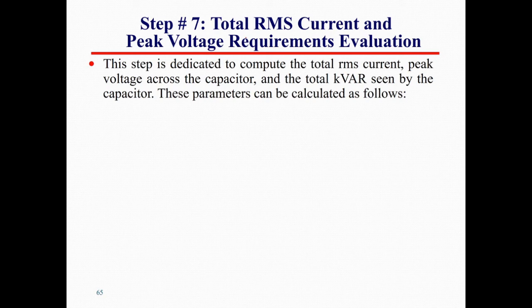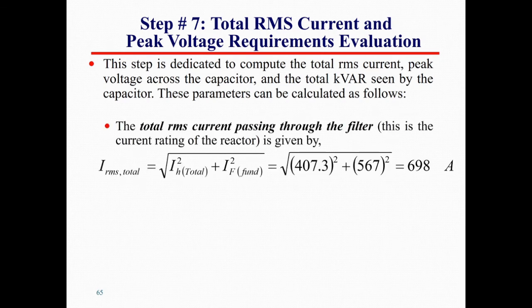And now step number 7, we calculate the total root mean square current and the peak voltage again for the capacitor bank, because we would like to verify that the capacitor bank is fulfilling the IEEE standard. So how can we calculate the total root mean square current? We have to calculate the fundamental current and the harmonic. The fundamental current was already calculated previously, and the harmonic current was just calculated in step number 6, and that will be 698.